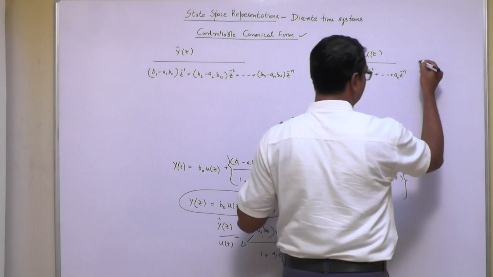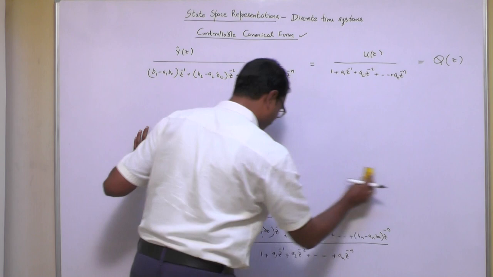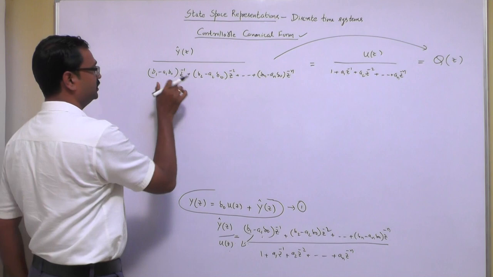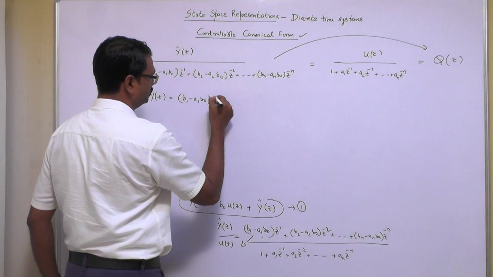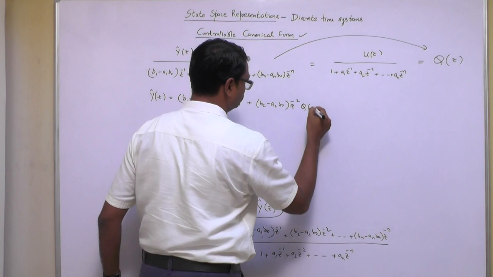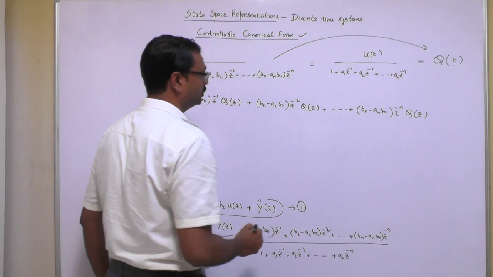This entire thing, if we treat it as q of z, because it is a polynomial in z, therefore I can treat that as u of z by q of z. Now just equating each at a time, that is y cap of z by the denominator is equal to q of z, therefore you can write that y cap of z is equal to b1 minus a1 b0 z inverse qz, if you cross multiply, plus b2 minus a2 b0 z power minus 2 qz plus so on plus bn minus an b0 z power minus n into qz. Now let me consider this as my second equation.